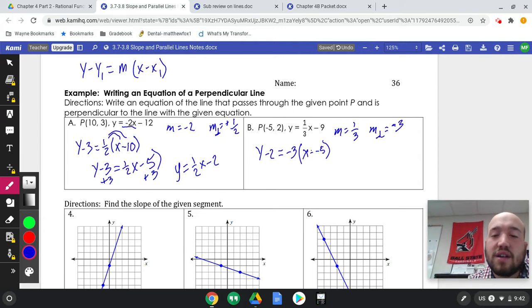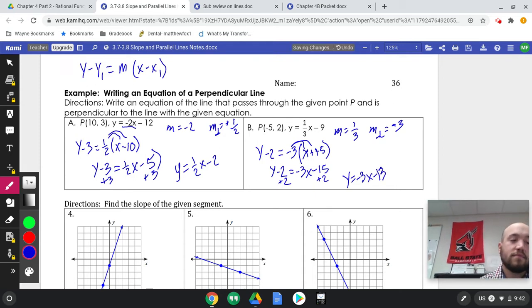Anytime we subtract a negative, it's the same as adding. We distribute this, and we're going to have y minus 2 equals -3x minus 15. Add the 2, and we get y equals -3x minus 13. And we would be done.